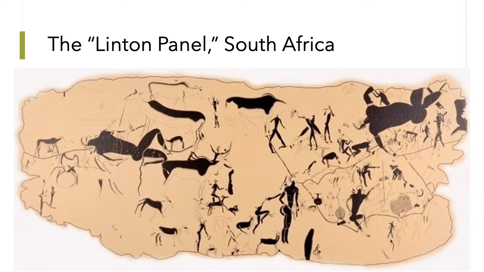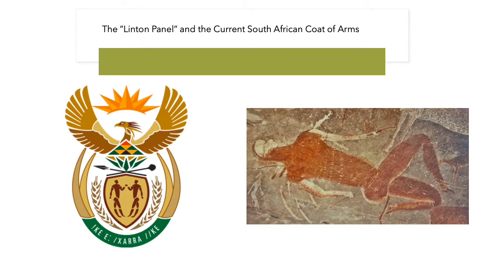What's really important and special about this one is that the current coat of arms of the modern nation of South Africa, post-apartheid South Africa, actually borrowed one of the figures from the Linton panel and includes it in the coat of arms of the nation. This is certainly worthy of note, to show this link to the past on their modern coat of arms.